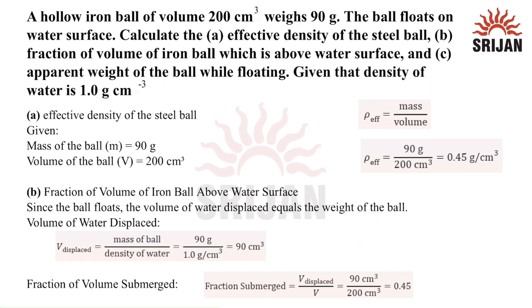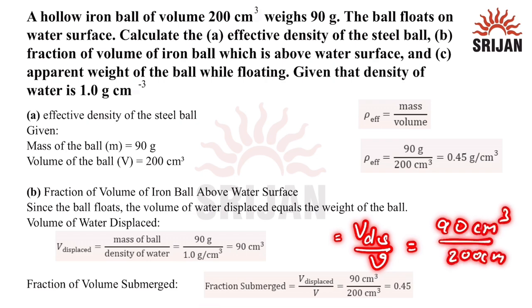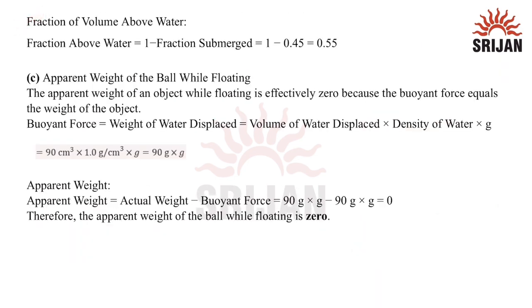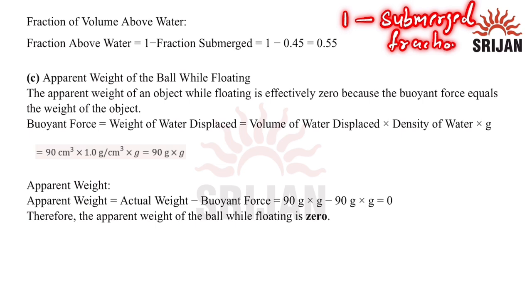Now, from this we can easily find out the fraction of submerged volume. So, the submerged fraction would be the displaced volume divided by total volume. The displaced volume is 90 cm³ and the total volume is 200 cm³. So, it comes out to be 0.45. This is the fraction of the submerged part. Now, the fraction of volume above the water can easily be found out by 1 minus the submerged fraction, 1 minus 0.45, which comes out to be 0.55.